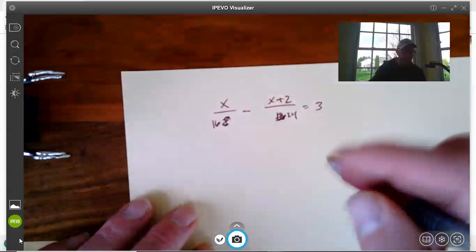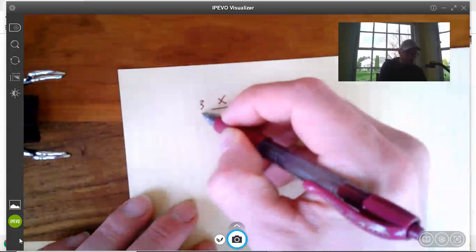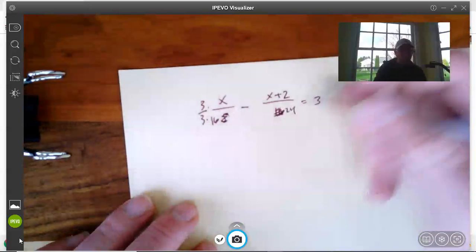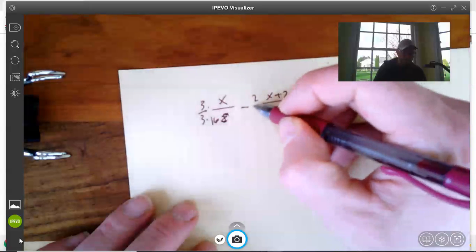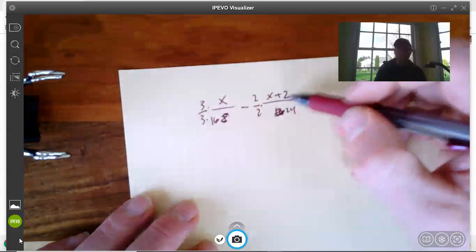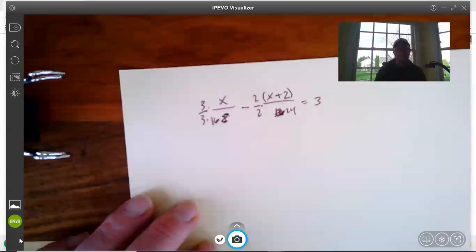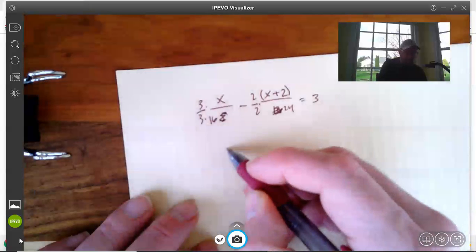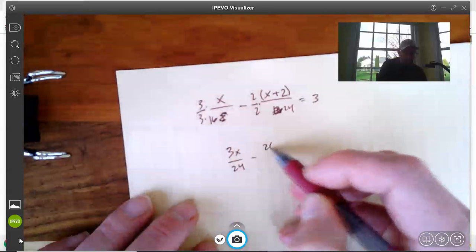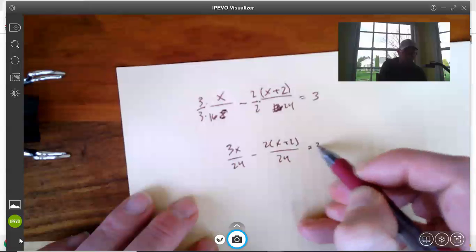48. Okay, so I'm going to multiply this one by 3 over 3. And this one here I'll have to multiply by 2 over 2. And notice when I multiply this numerator by 2, I have to multiply the entire numerator by 2, so I might as well put that in parentheses there. All right, so then I have 3x over 24 minus (x plus 2) over 24 equals 3.